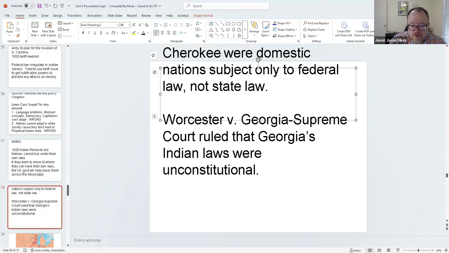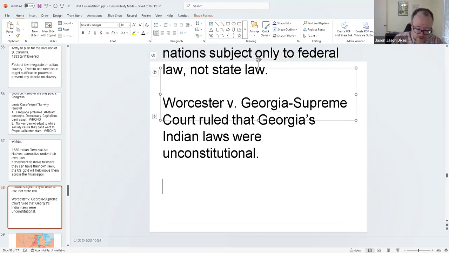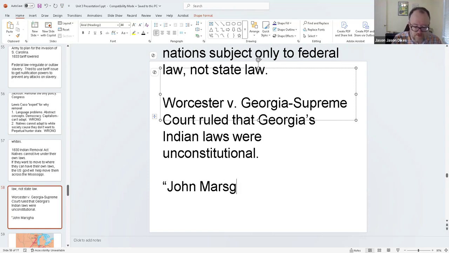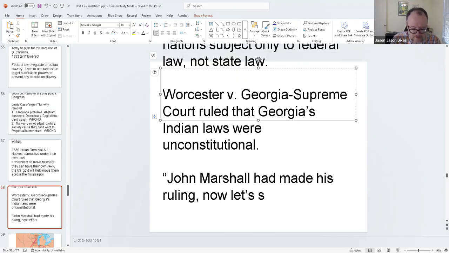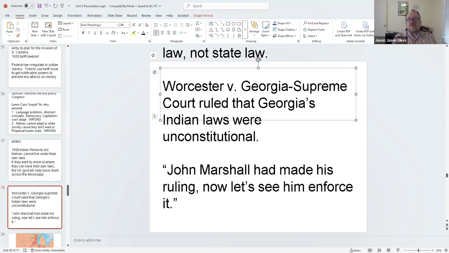And Jackson simply ignored the Supreme Court, much in the way he ignored Congress, much in the way he ignored the National Bank. He has responded, allegedly said, John Marshall, who was the head of the Supreme Court, has made his ruling. Now let's see him enforce it. And so Jackson simply ignored the ruling from the Supreme Court.